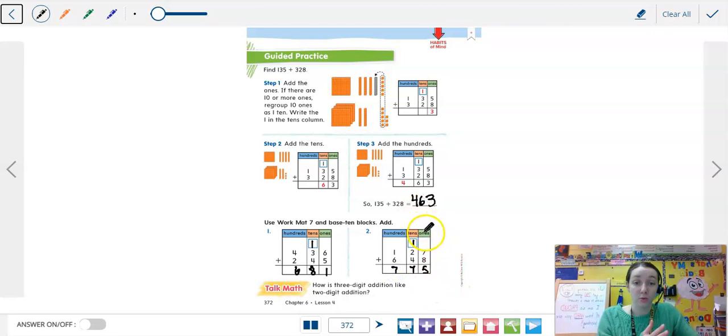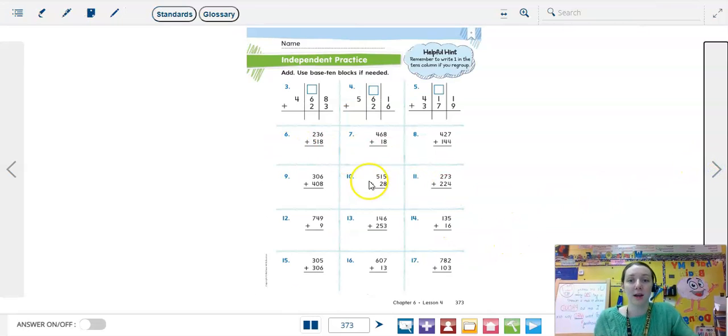So you always start with your ones. Work your way up, because eventually we're going to get to where you might have to regroup your tens and carry 100. Okay, so you have to make sure that you're really clear and organized as you go. All right, so how is 3-digit addition like 2-digit addition? Well, you always start with the ones, just like you would with 2-digit addition, and you regroup if there's more than 10 ones, just like you would with 2-digit addition.